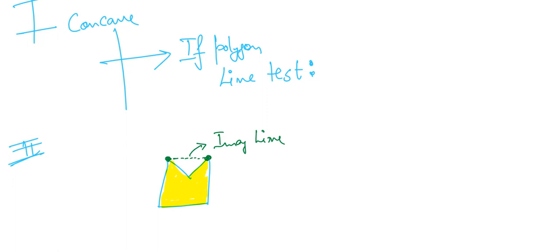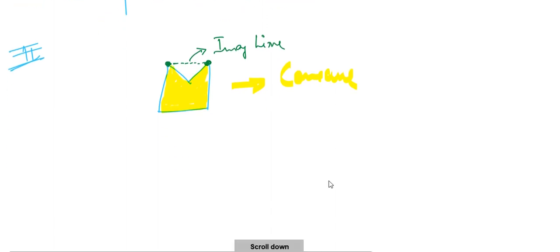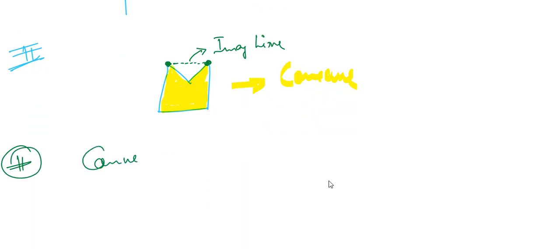So if the imaginary line is lying outside of my polygon, it would be treated as a concave polygon. So I would be classifying my given pentagon as concave, for any of the two vertices. If any one such imaginary line exists in the polygon, then I would have a concave polygon. Convex would be what? Convex would be just the opposite of it.